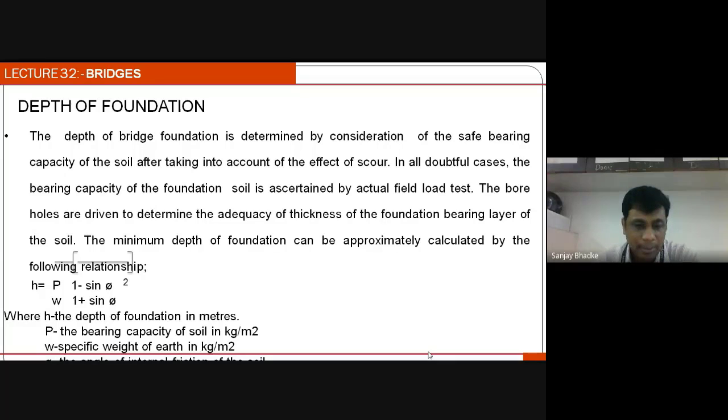In case of depth of foundation, when we want to provide a foundation, the bearing capacity of the soil should be proper. If the bearing capacity of the soil is not proper, in that case we should improve the properties of the soil, and we should use various chemical and mechanical mechanisms to improve the depth of the foundation.